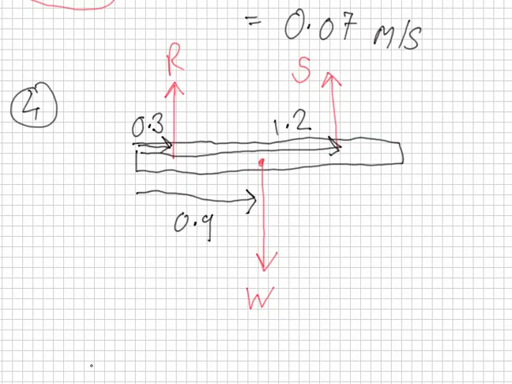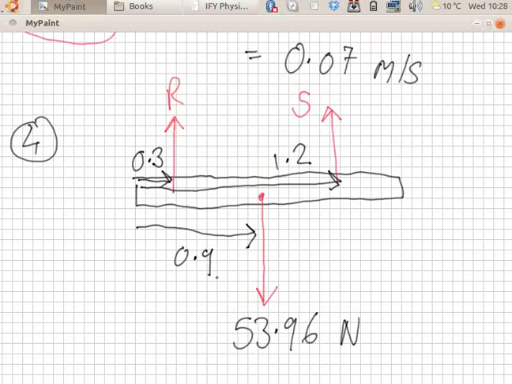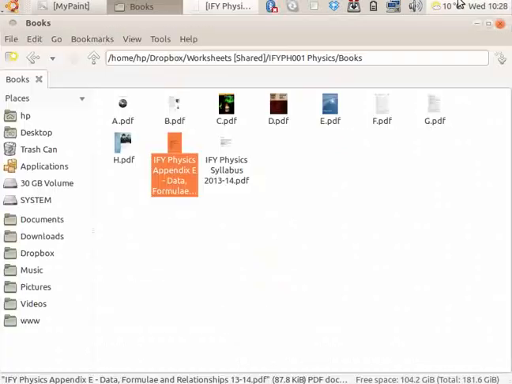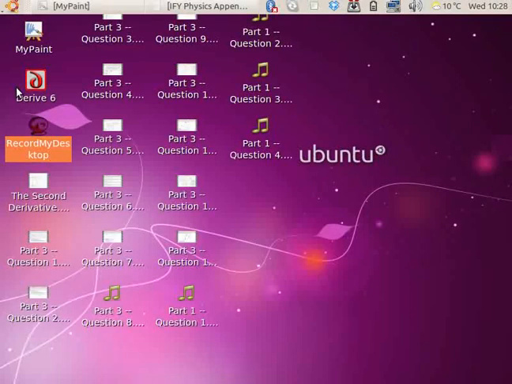Alright, we know the W because the mass is 5.5. So 5.5 times 9.81, so the weight is 53.96 newtons. And to make our lives easier and more pain-free, we'll use Derive to solve the equations to save time.